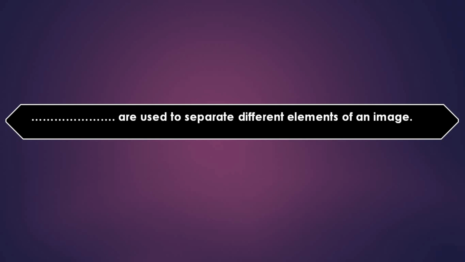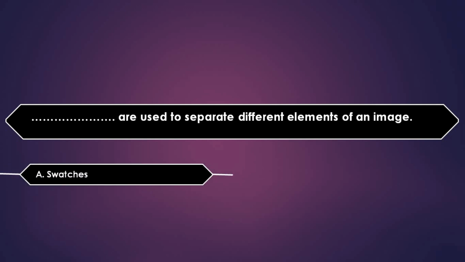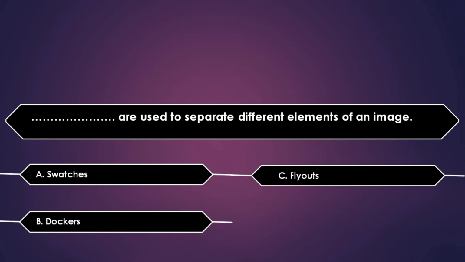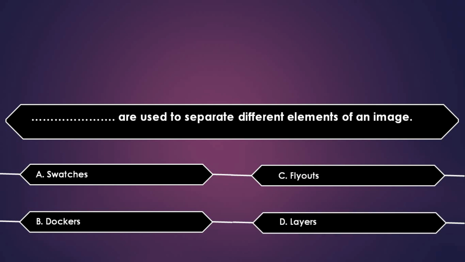Moving on to the next question. Dash are used to separate different elements of an object. A. Swatches, B. Dockers, C. Flyouts and D. Layers. The right answer is Layers. Layers are used to separate different elements of an image.